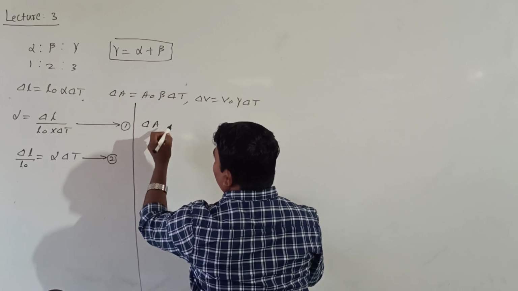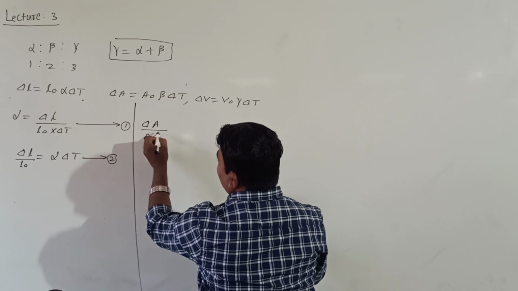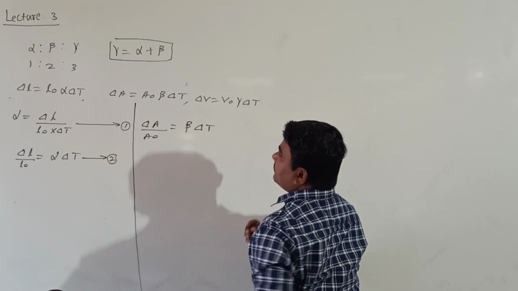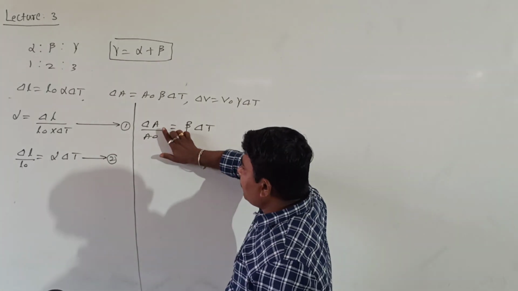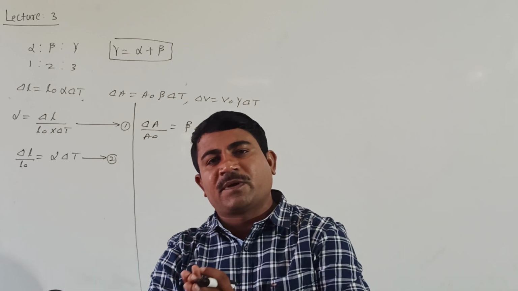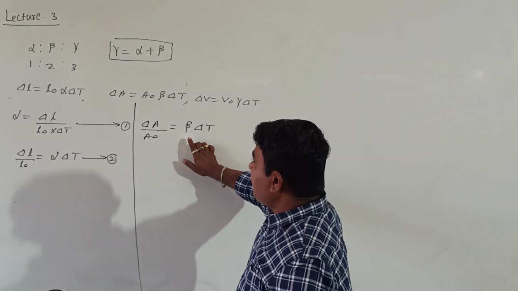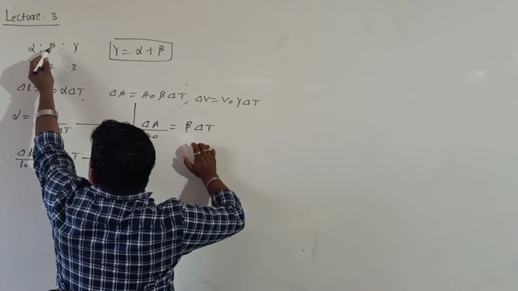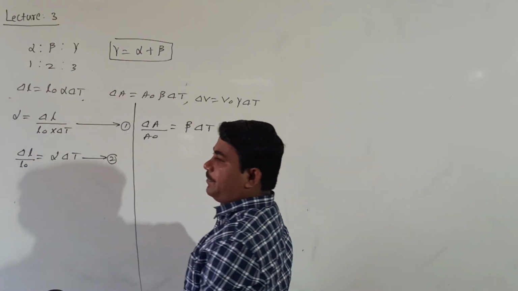Del A divided by A0 equal to beta into delta T. This is what they are calling fractional change in area, the fractional change in area of the given solid. But again, what is beta? Beta equal to 2 alpha.